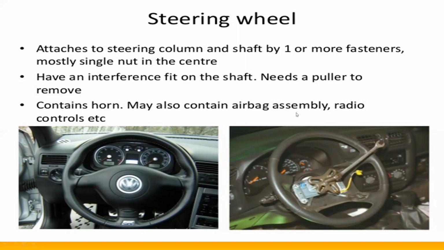First of all, you can see what the steering wheel is. It attaches to the steering column and shaft by one or more fasteners, mostly a single nut in the center. So how should this steering wheel be attached to the steering shaft, and how should it be placed in the automobile vehicle?